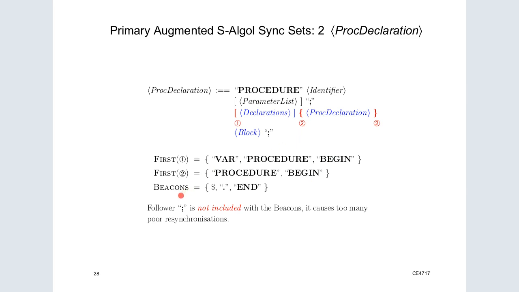And then you want beacons, followers and beacons, and the end of input marker, end of program marker, and end. Now you might say, why isn't the semicolon included in there? Because that's actually a follower of all this lot. Well, I've experimented with using that in the past, and I found that it's better to leave it out because it causes too many poor resynchronizations. So that's kind of a rule of thumb, a bit of black art there, just from experience playing with this. So I wouldn't recommend that you include the semicolon in the follower beacons there, even though it strictly is a follower. However, it's up to you, but I wouldn't put it in if I were you.